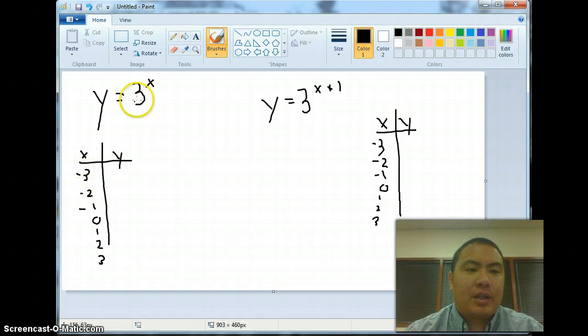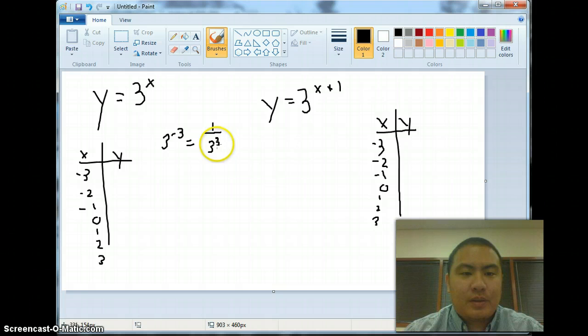So let's plug in negative 3. When you plug in negative 3, you get 3 to the power of negative 3. You guys have to remember that negative exponents create the reciprocal: 1 over 3 to the positive 3. 3 to the power of 3 is 27, so that gives you 1 over 27. Then negative 2 is going to give you 1 over 9. A lot of mistakes I see people make is that they make this negative, but no, remember, 3 to the negative 3 changes to 1 over 3 to the third. There's no negatives involved here, right?